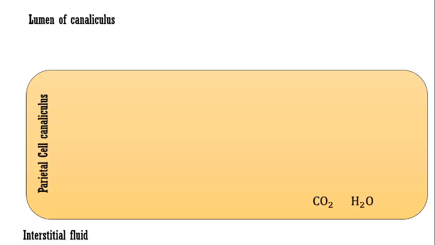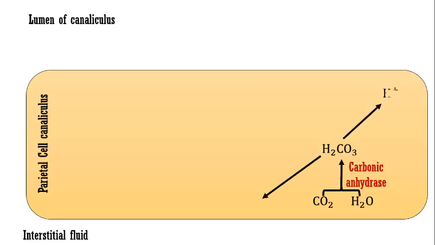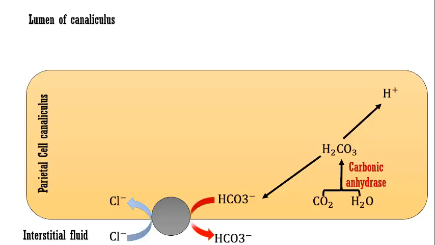We have H2O and CO2 which diffuse freely across membranes. They unite together by the mediator carbonic anhydrase and they form carbonic acid, which is a weak acid that dissociates into a proton and bicarbonate. Bicarbonate exchanges with chloride from the interstitial fluid. So the bicarbonate goes out of the cell and the chloride goes into it.